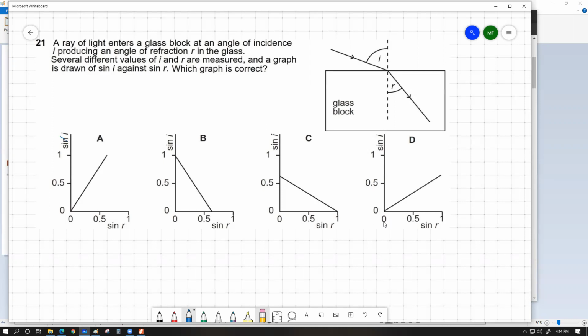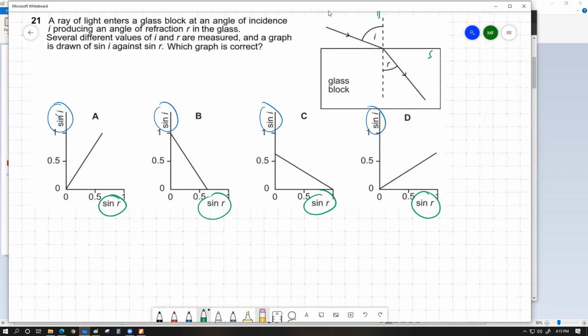Have a look. All the y-axis are sin I. All the x-axis are sin R. So this is a graph of sin I versus sin R. Light is entering from the faster medium into the slower medium, which always means that within the faster medium, the I angle should always be bigger, R angle should always be smaller, in such a way that this ratio n equals sin I divided by sin R should be a constant. If I just cross multiply this equation, I can write it as sin I equals n, which is the refractive index, multiplied by sin R.